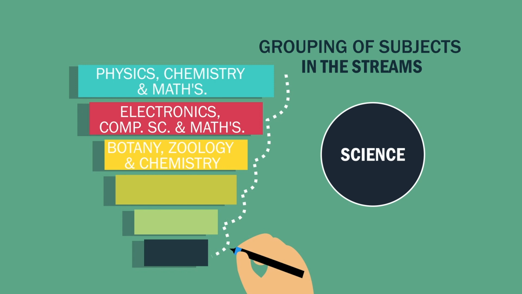Just like if I give you the example of science, now it appears on your screen: physics, chemistry, and mathematics. You will find that one group of students is given these three options. If they select the first group, what will they study? They will study physics, chemistry, and mathematics. If they select the second group, they will study botany, zoology, and chemistry. This is their option. And if they select the third group, the subjects they will study are electronics, computer science, and mathematics.